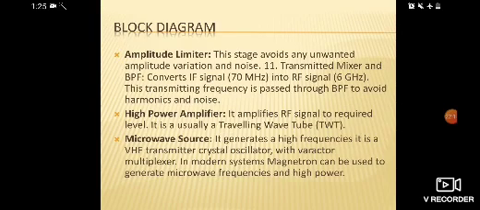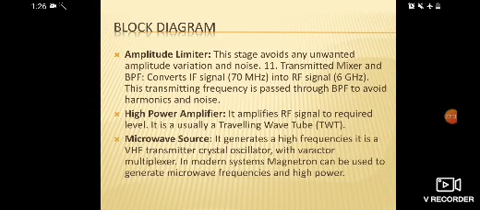And the next one is the amplitude limiter. What is the use of the amplitude limiter? The name already indicates amplitude limiting. Whenever we have this stage, unwanted amplitude variations and noise that occur will be limited. That is the main use of the amplitude limiter.